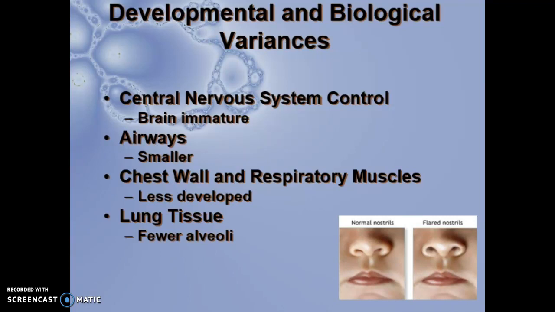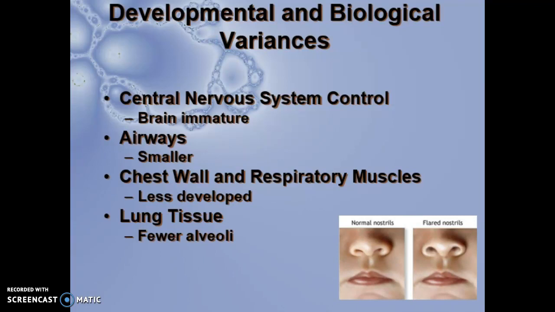Also, their airways are smaller, which means it is harder for the air to get in and out. Their chest wall and respiratory muscles are less developed, making it harder for the chest to expand and contract. For example, you don't put a child in a high Fowler's position because the pressure of their organs pushing on their diaphragm can make it very difficult for them to breathe. So it does the opposite effect for children as it would an adult to help with breathing.